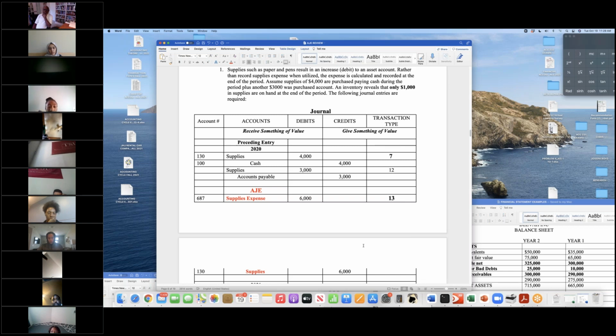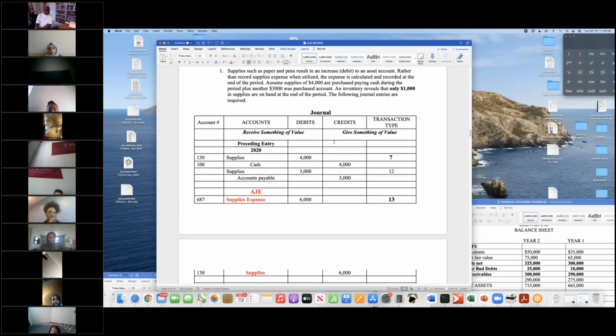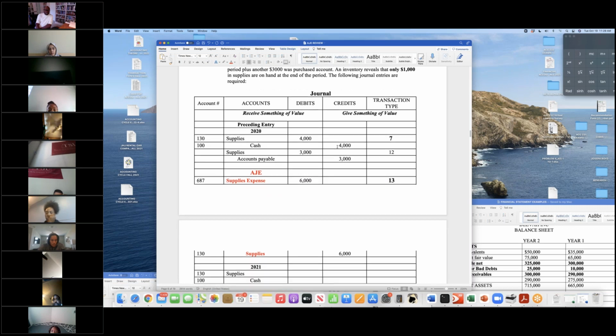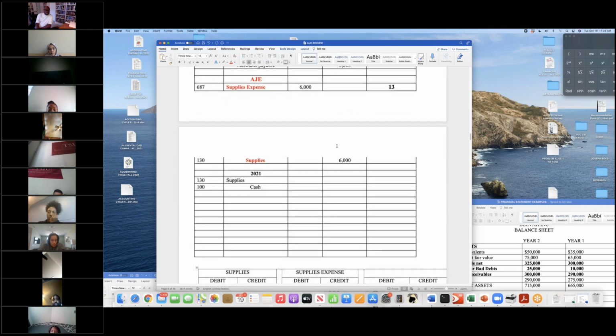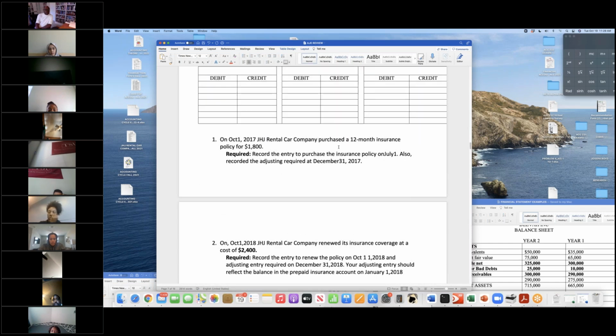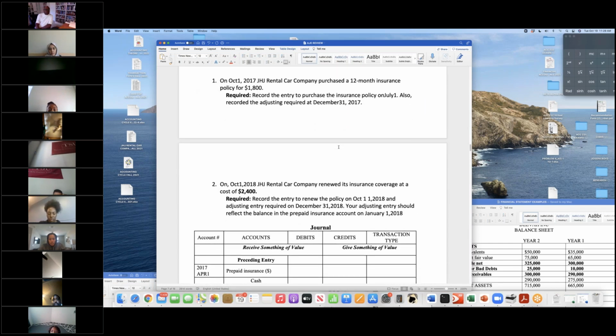Are there any further questions? Okay, so let's just remember that all students are expected to be able to do these two. Okay, so let's move on to prepaid insurance. And we now get to our A and B students and what they're expected to be able to do.